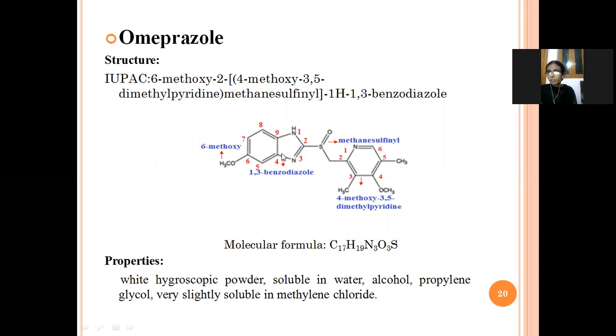So 1,3 benzodiazole, sixth position methoxy, so 6-methoxy, and here in the second position the methane and sulfonyl group is there, and this is the structure of the pyridine. For the pyridine, in the third position and the fifth position a methyl group is there. So how many are there? 2. So it is named as 3,5 dimethyl, and in the fourth position a methoxy group. So named as 3,5 dimethyl 4-methoxy pyridine.